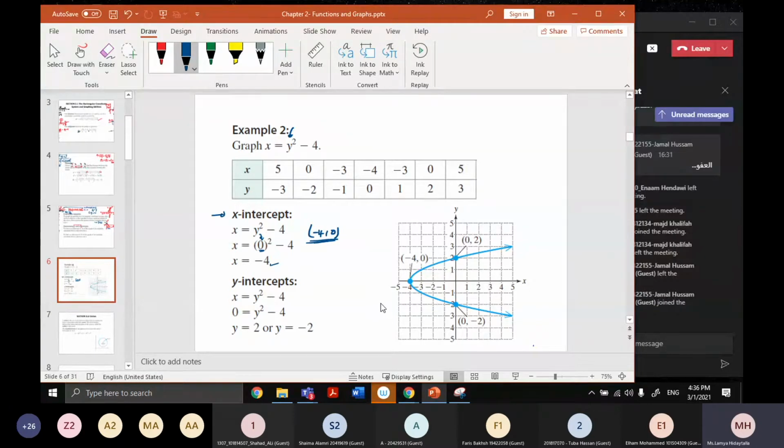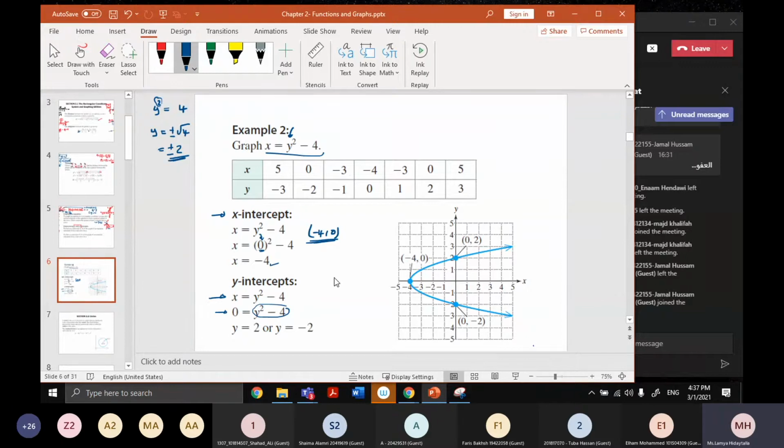Now we want the y-intercept. What do we do? We substitute x equal to 0 here. So we have x equals y square minus 4, so 0 equals y square minus 4, and then we solve this. As we knew before how to solve that, y square equals 4, and y is equal to what? Because this is even, plus or minus the square root of 4, which is 2, so plus or minus 2.